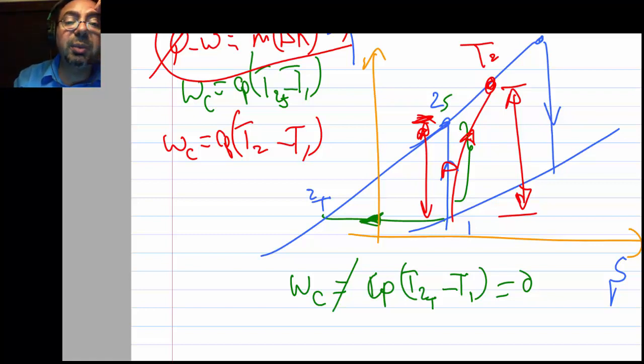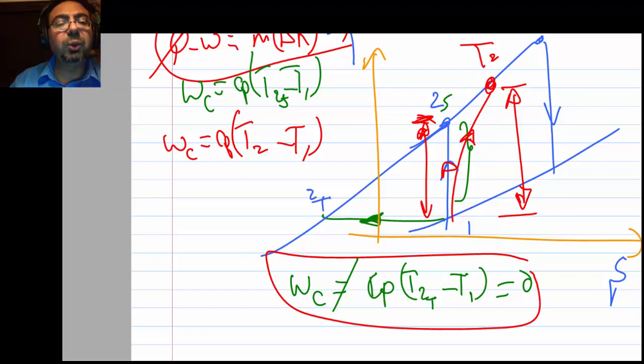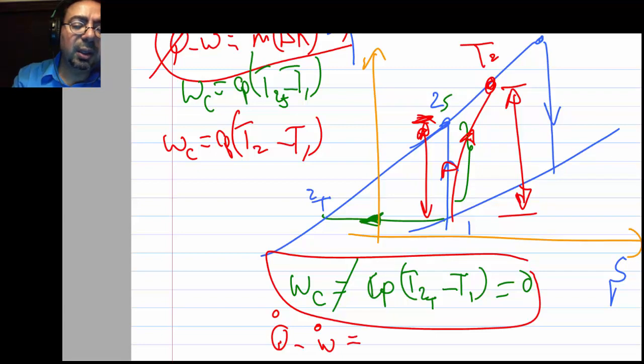But in the case of isothermal work, not adiabatic or isentropic, the work will not be this. So how do I get the work then? And why is this not working? Shouldn't I apply the first law? Of course you should apply the first law. First law is always correct. Q dot minus W dot equals m dot delta h. That is correct. So what's the problem then?